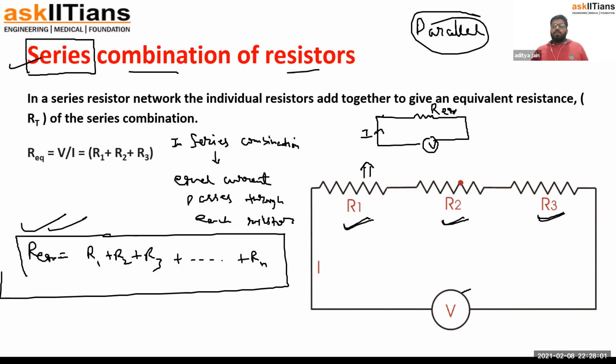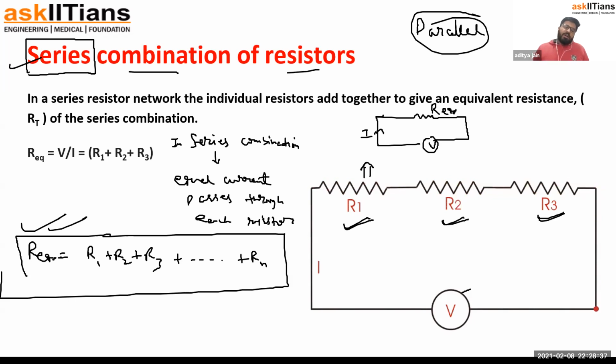What you have to do? First, you have to identify series combination in the question. How can you identify? If you move along the circuit, and the same current is passing through any number of resistors, then all those resistors will be said to be in series combination. And in series combination, the equivalent resistance is equal to the algebraic sum of the resistances of the individual resistors. Point is clear? So this is how series combination works.